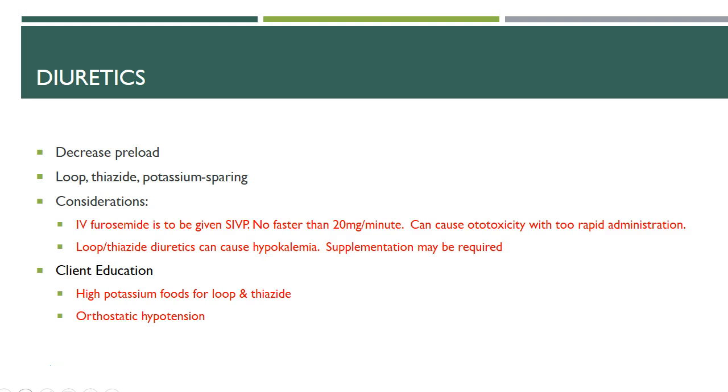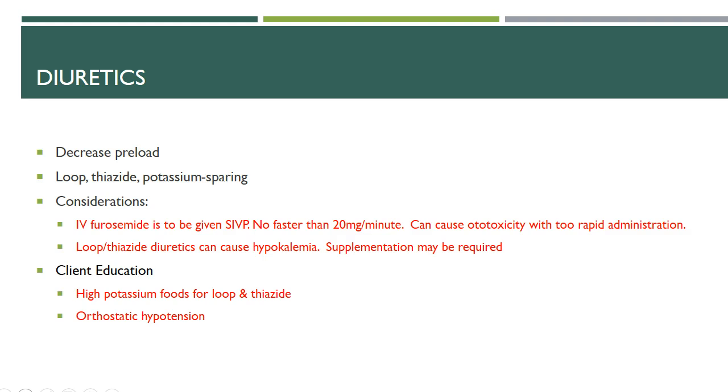Loop diuretics and thiazide diuretics can make us hypokalemic. Potassium-sparing diuretics can make us hyperkalemic. If we're giving the medicine IV, we want to make sure that it's not faster than 20 milligrams per minute, and ototoxicity, like ear toxicity, can happen with too rapid of administration.